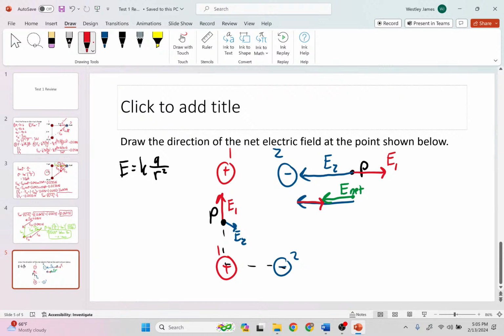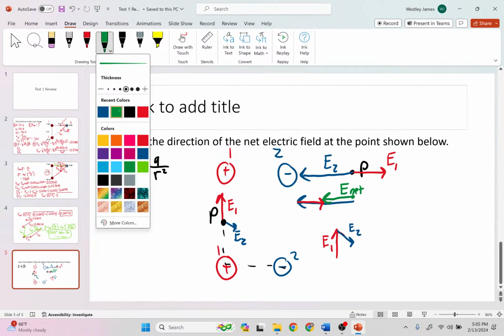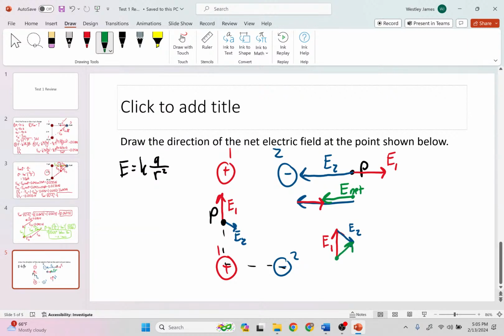All right, so again, tip to tail, y'all. We draw E1. We draw E2 down and to the left. The net vector points from the beginning to the end.